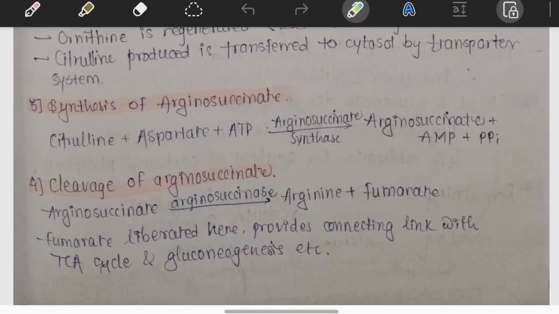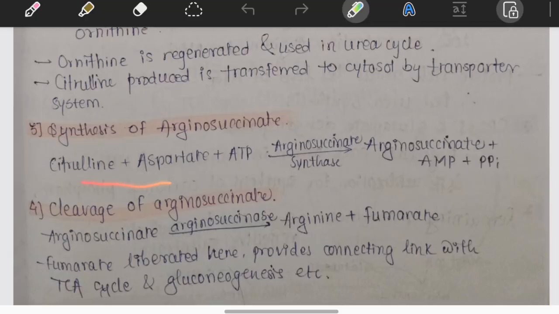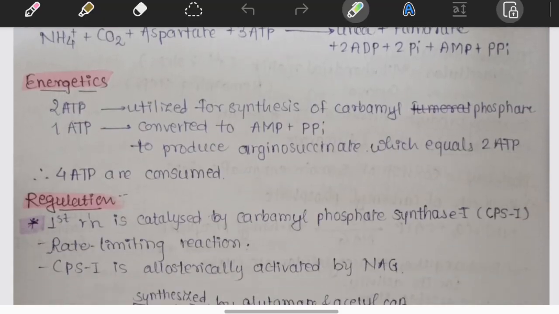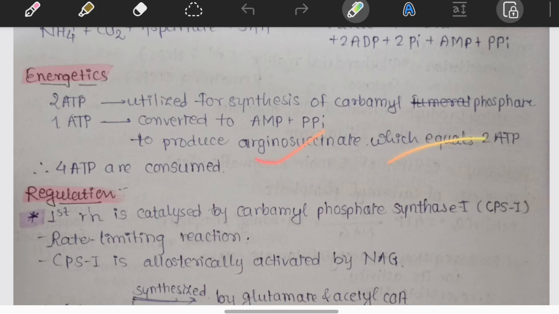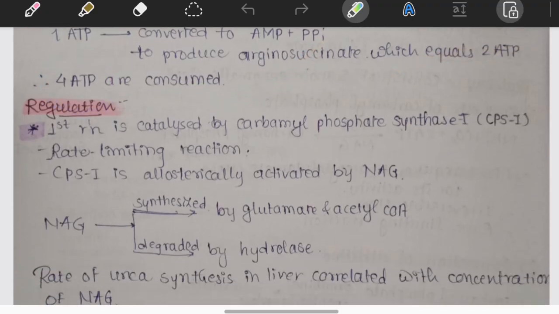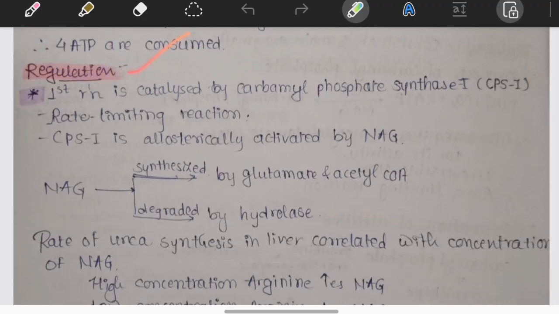Here, since in the synthesis of argininosuccinate we require 2 ATPs, hence 4 ATPs are consumed in the urea cycle.